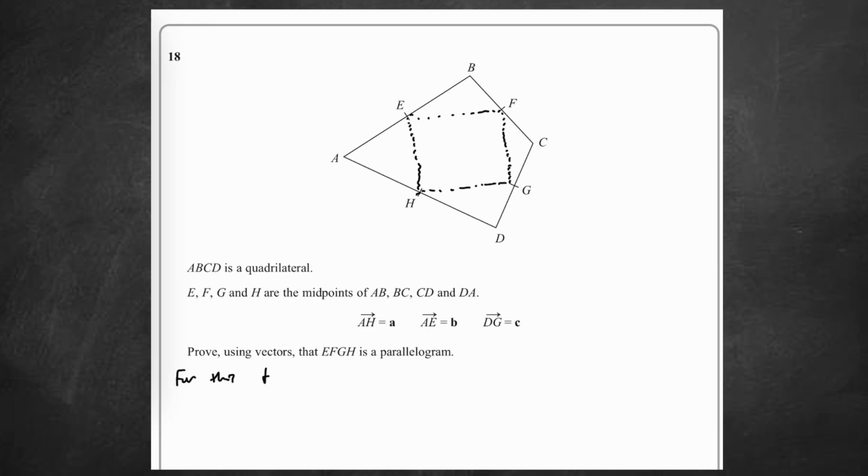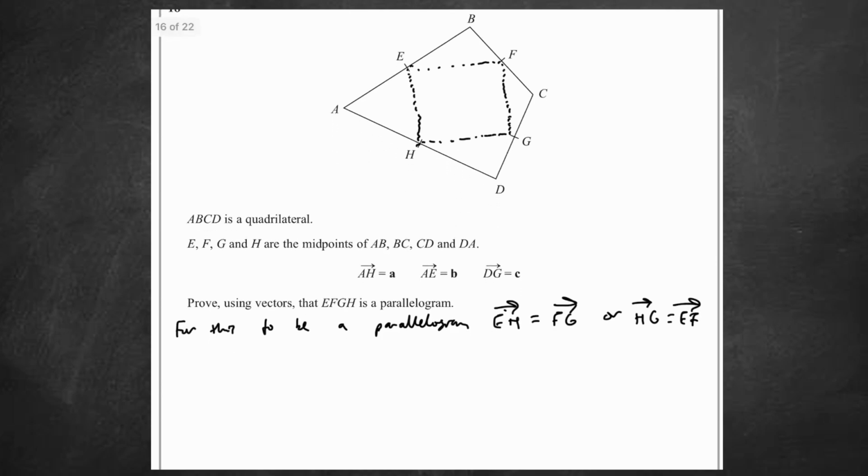For this to be a parallelogram, EH equals FG, or HG equals EF. Okay, so I need to work out what EH is first. So EH in terms of vectors, how do you get from E to A? It is B, but it's B backwards, so minus B. A to H is plus A.